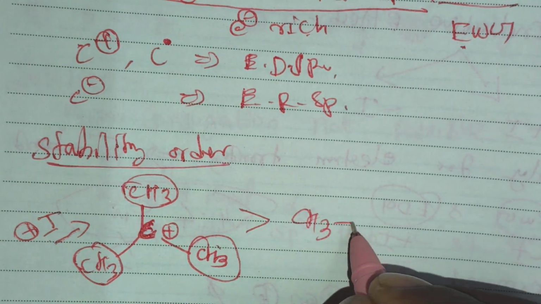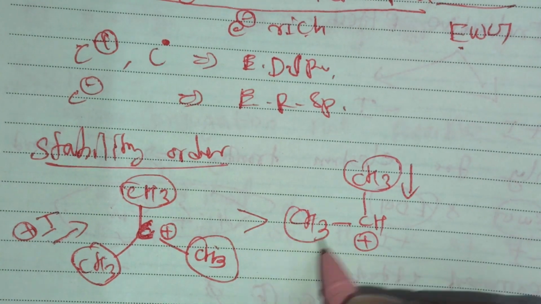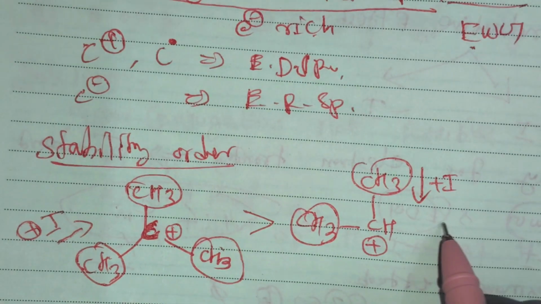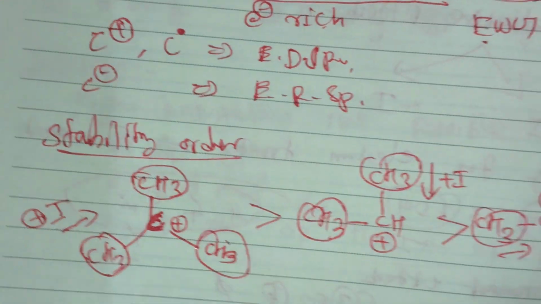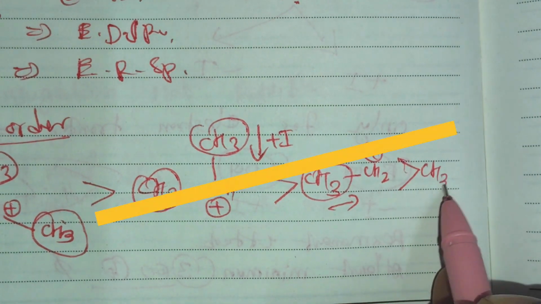secondary one. For example, CH3, CH plus, CH3. Here only two methyl groups behave as electron donating groups, substituting this carbon. Then the primary, for example the ethyl carbocation, has only one methyl group substituted. The methyl carbocation is much less stable.